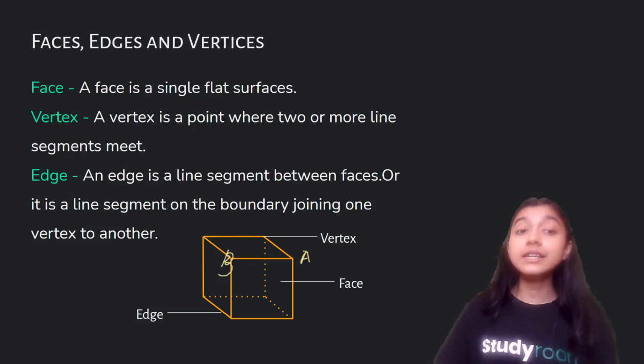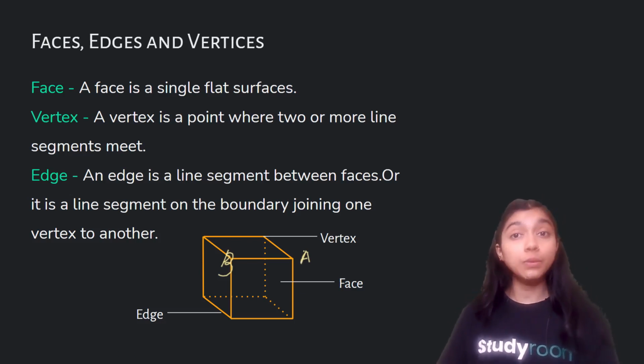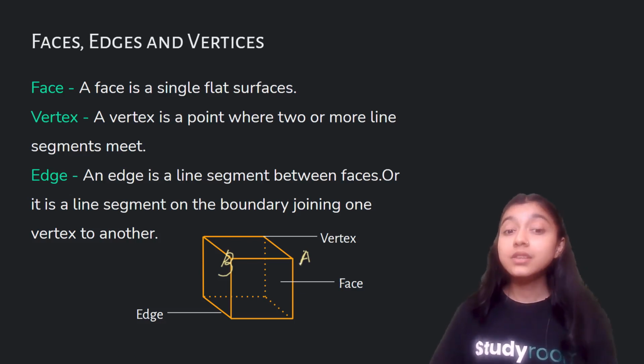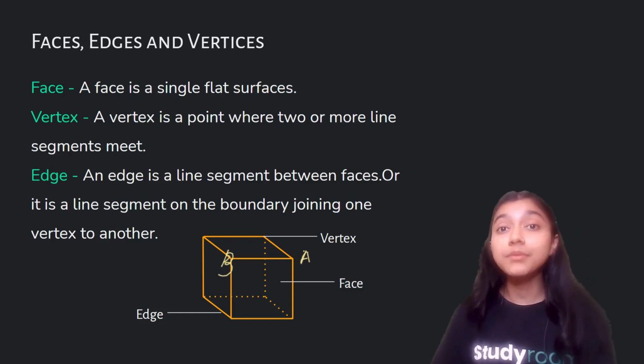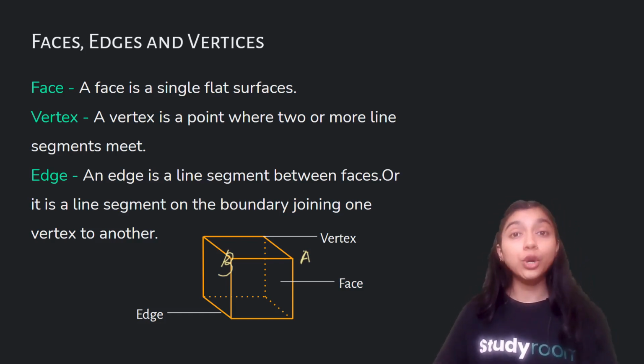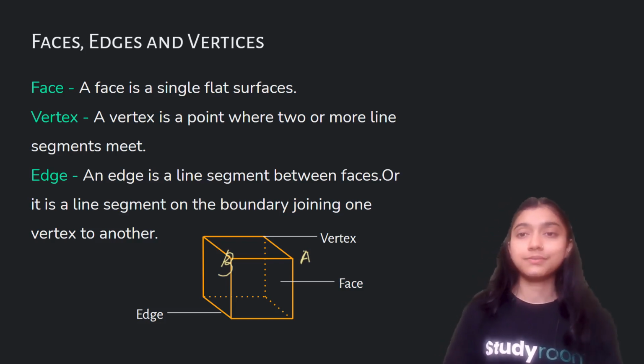So to summarize it, vertex means a point of intersection of 2 or more line segments. Edge means the line segment that joins the vertices or the line segment that joins 2 faces. And what do you mean by face? Face is a single flat surface.